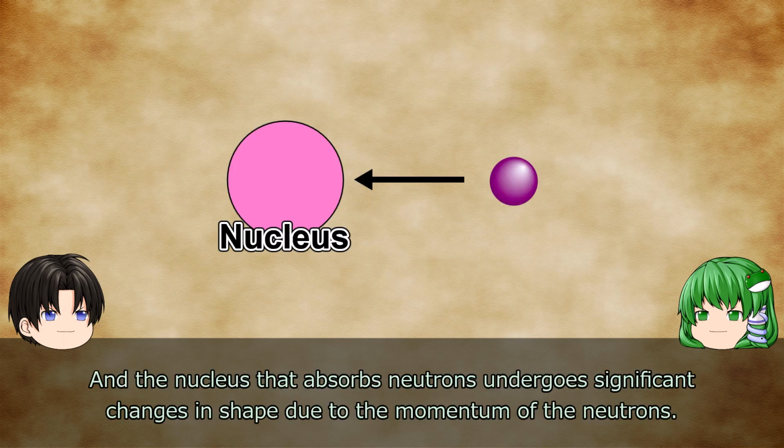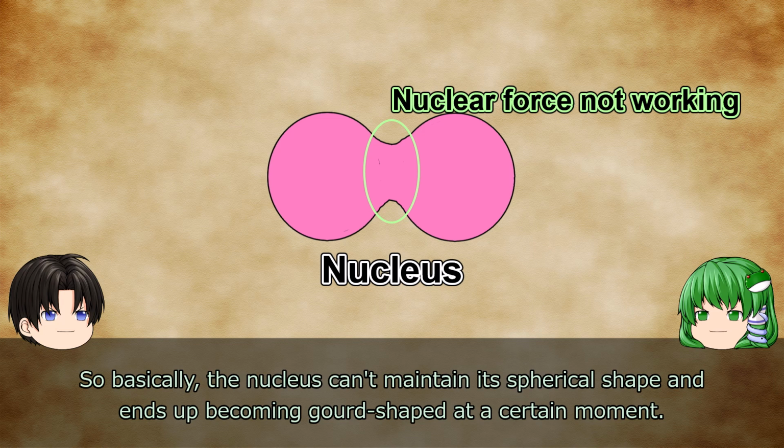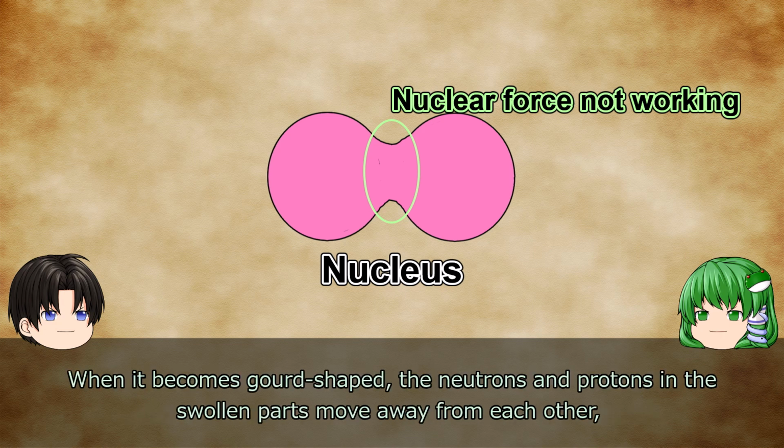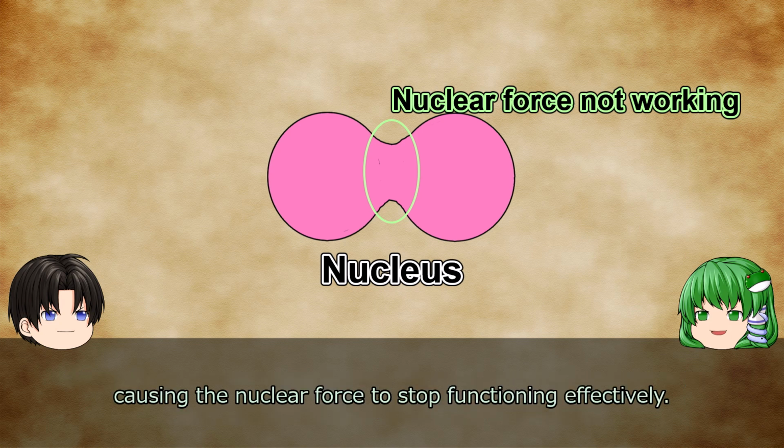Exactly. And the nucleus that absorbs neutrons undergoes significant changes in shape due to the momentum of the neutrons. So basically, the nucleus can't maintain its spherical shape and ends up becoming gourd-shaped at a certain moment. When it becomes gourd-shaped, the neutrons and protons in the swollen parts move away from each other, causing the nuclear force to stop functioning effectively.